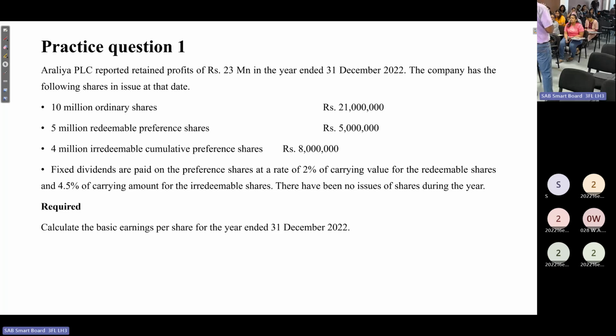I already informed you. There are 25 MCQs covering SLFRS 3, business combinations, and LKAS 8, accounting policies, which you learned earlier.